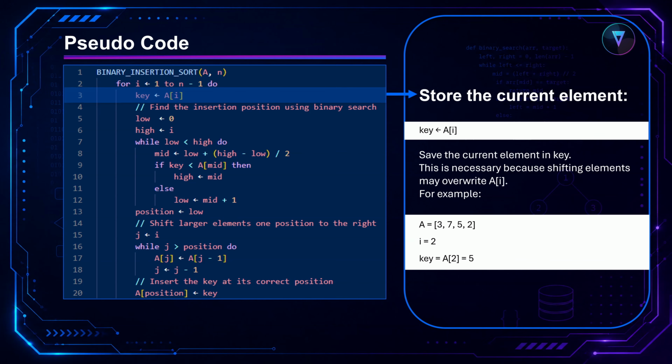The next instruction is key equals A at index I. What is the key? The key is the current element that we want to insert into the sorted portion. We save it in a separate variable because its original position may be overwritten while other elements are being shifted.